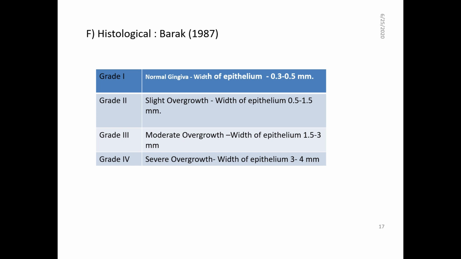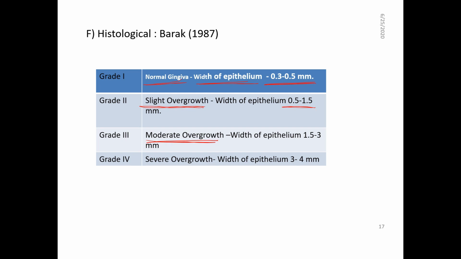Next is histological scoring, which was given by Brack in 1987. He has given on the basis of the hyperplasia of the epithelium or width of the epithelium. In the normal gingiva, if the width of epithelium is between 0.3 to 0.5 mm, then there is grade 1 scoring. In grade 2 scoring, there is slightly overgrowth of the gingiva clinically, and width of epithelium comes out to be 0.5 to 1.5 mm.